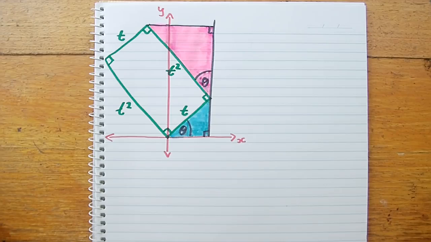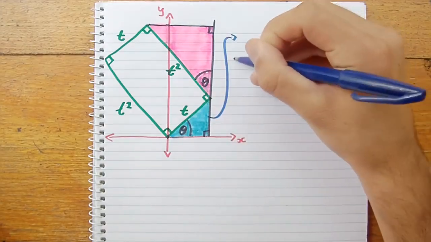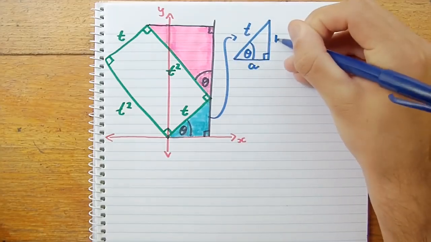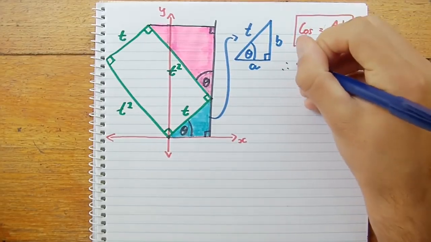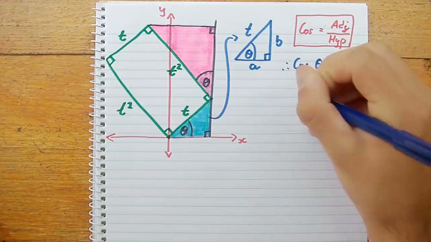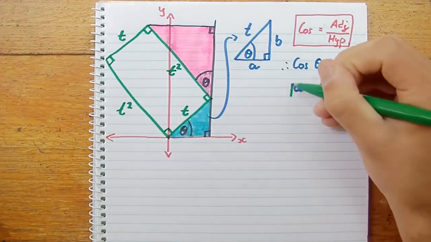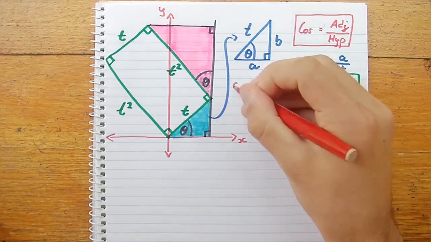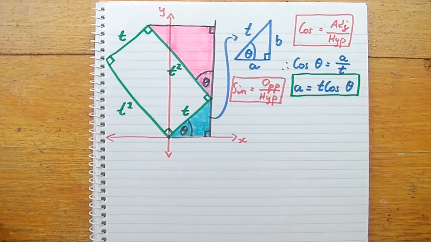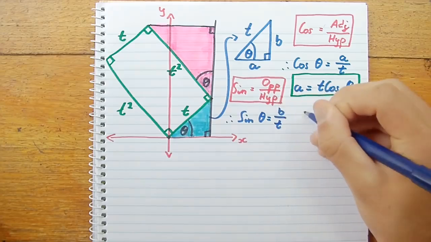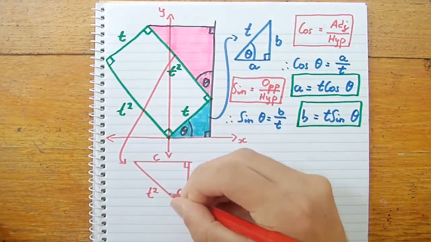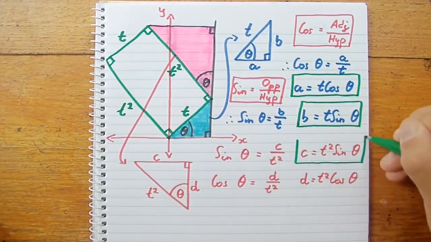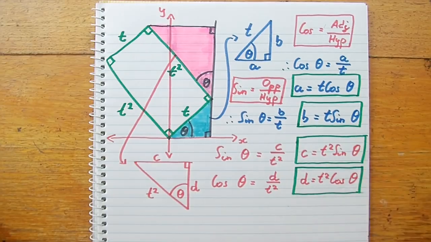We can find the lengths of their other sides using trigonometry. Let's label the single t triangle's sides A and B. Cosine is adjacent over hypotenuse, so cos theta equals A on t, or in other words, A equals t cos theta. Likewise, sine is opposite over hypotenuse, so sine theta equals B on t. B equals t sine theta. Doing the exact same thing with the t squared triangle gives you t squared sine theta and t squared cos theta. Okay, so we found the lengths of the triangles' sides.